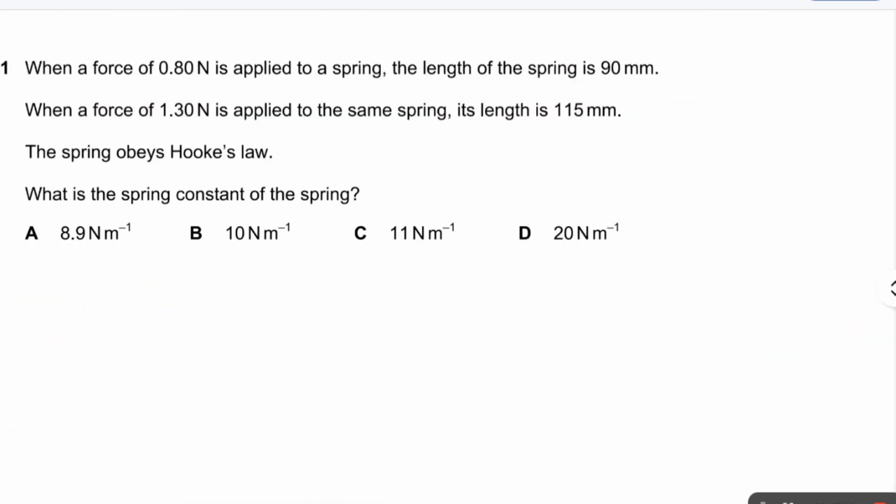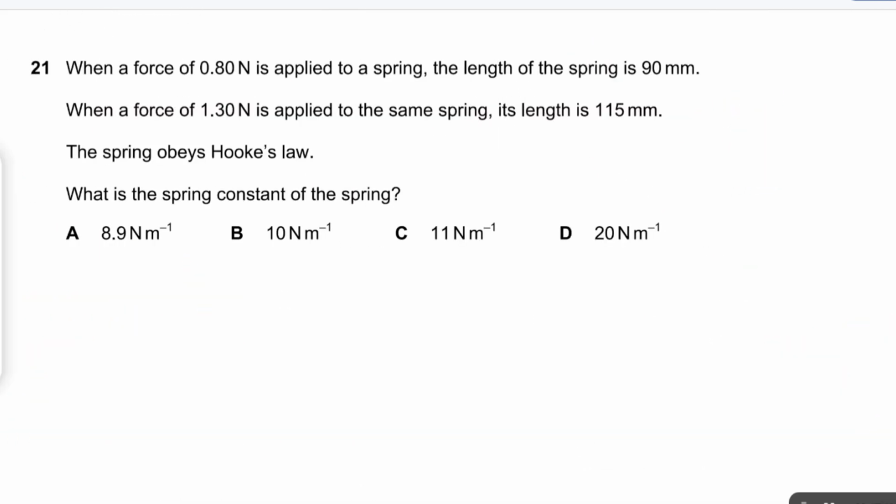Now there is the next question. When a force of 0.80 Newton is applied to a spring, the length of the spring is 90 millimeter. When a force of 1.30 Newton, now he increased the force, is applied to the same spring, its length is 115 millimeter. The spring obeys Hooke's law. What is the spring constant of the spring?